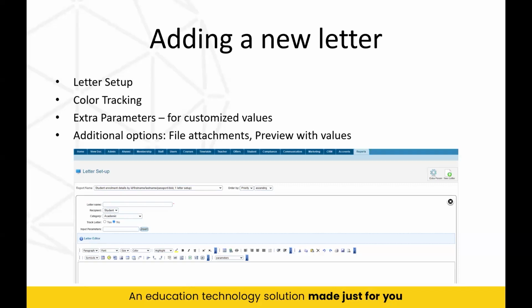As you can see here, the form consists of an editor, which is similar to any other letter or email template pages of the system. On this page, you can set up letters. You can view letters which are available. You can edit the letters that are available. For example, you can add attachments if you wish to do so. You can create new parameters for customized values, and you can also preview the letter with values.